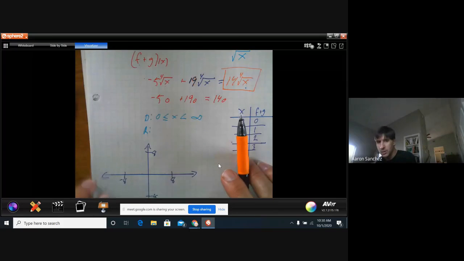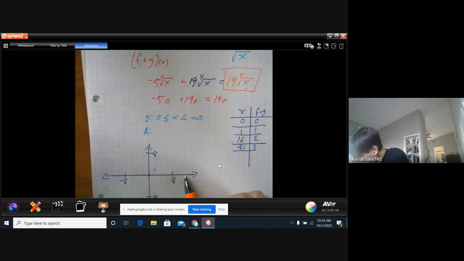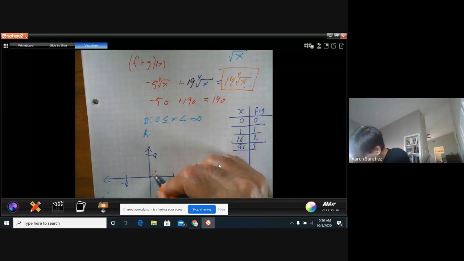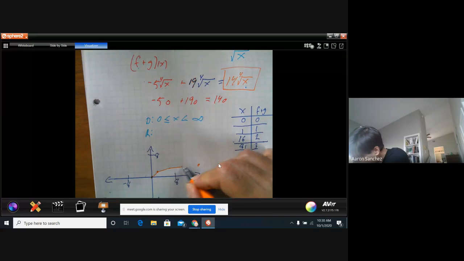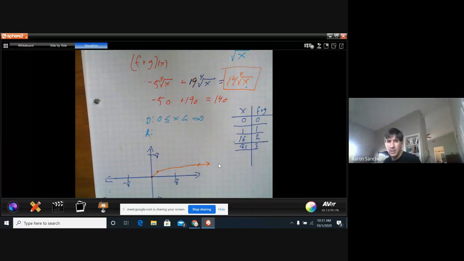Can you guys see? Okay, I have 0, 0, 1, 1, 16, 8, 10, 12, 14, 16, 2. So this is generally going to look like this. Even though I can get the negative, we're just going to graph the positive. That's generally what it's going to look like.